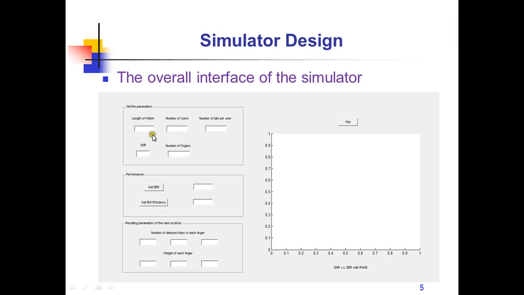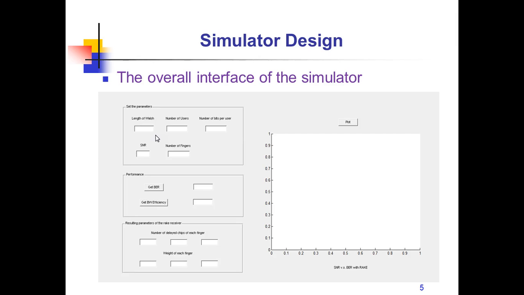Note that for the first one, the length of the Walsh code, the number you put in here is the exponent of 2. For example, if you input 5 here, the Walsh code length will be 2 to the power of 5, that is 32. We can also set the number of users, the number of information bits sent by each user, the signal-to-noise ratio, and the number of fingers in the receiver.